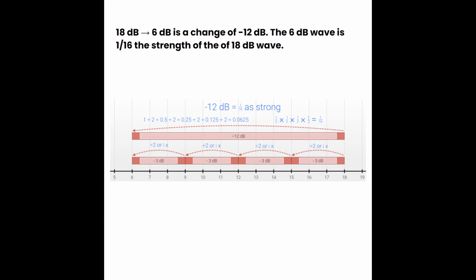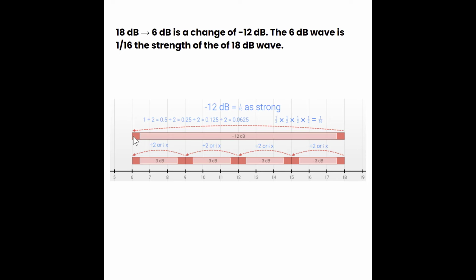Remember, for every 3 decibels, the wave gets to be half as strong. So the first 3 decibels causes the intensity to be half as strong. The next 3 decibels cause another half decrease. The next 3 decibels again decrease it by a factor of 2. And the last 3 decibels, to get to that 12 decibel change, will finally also decrease the strength by half. So that whole negative 12 decibel change, dropping from 18 to 6 decibels, causes the intensity of the new 6 decibel wave to be 1/16 as strong as the original wave.